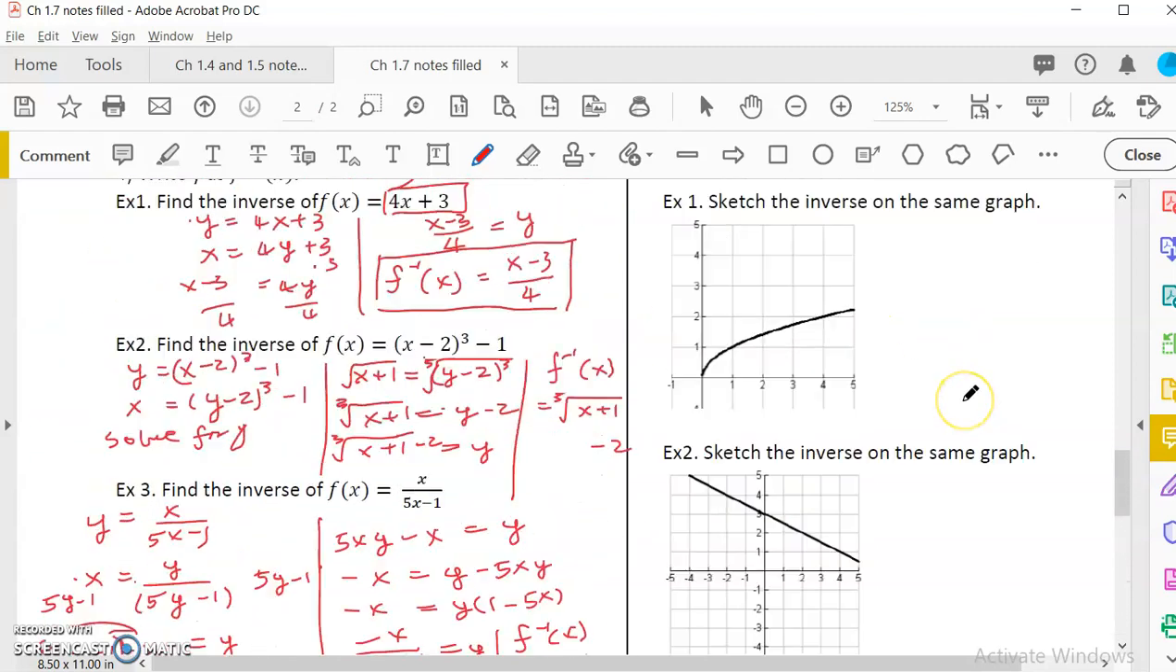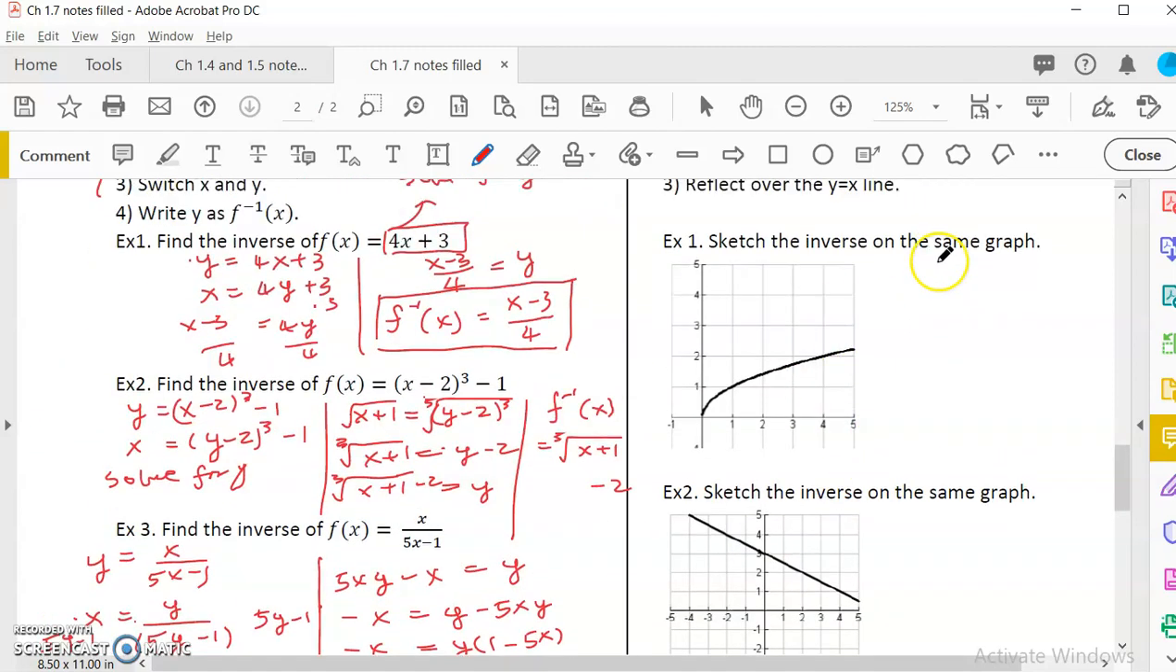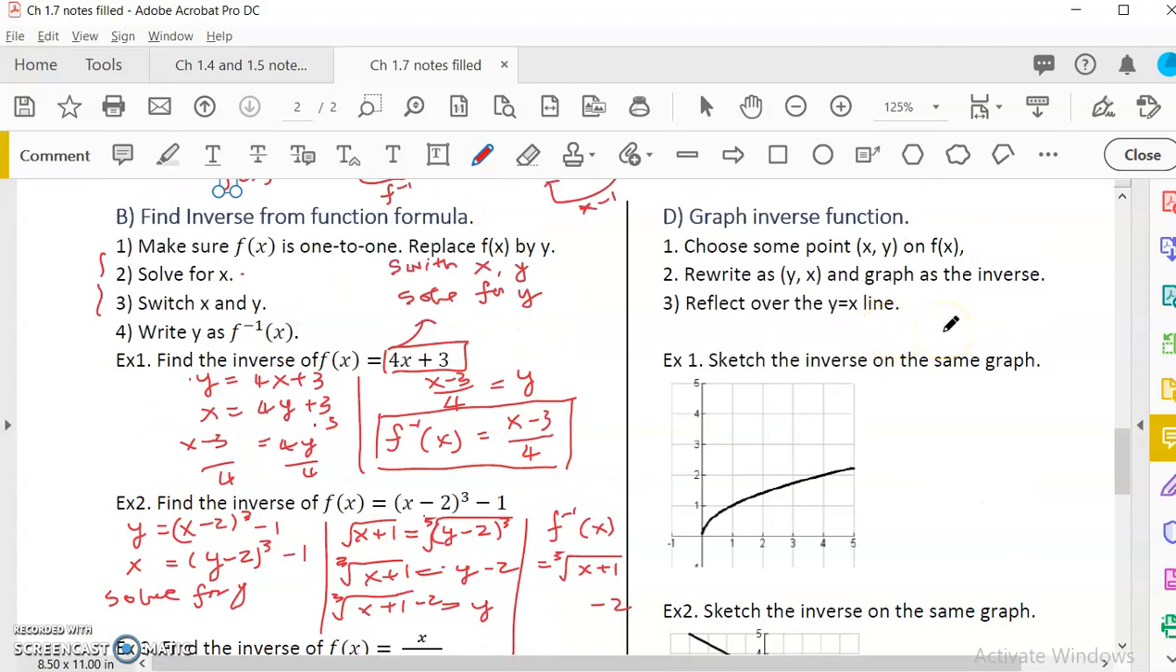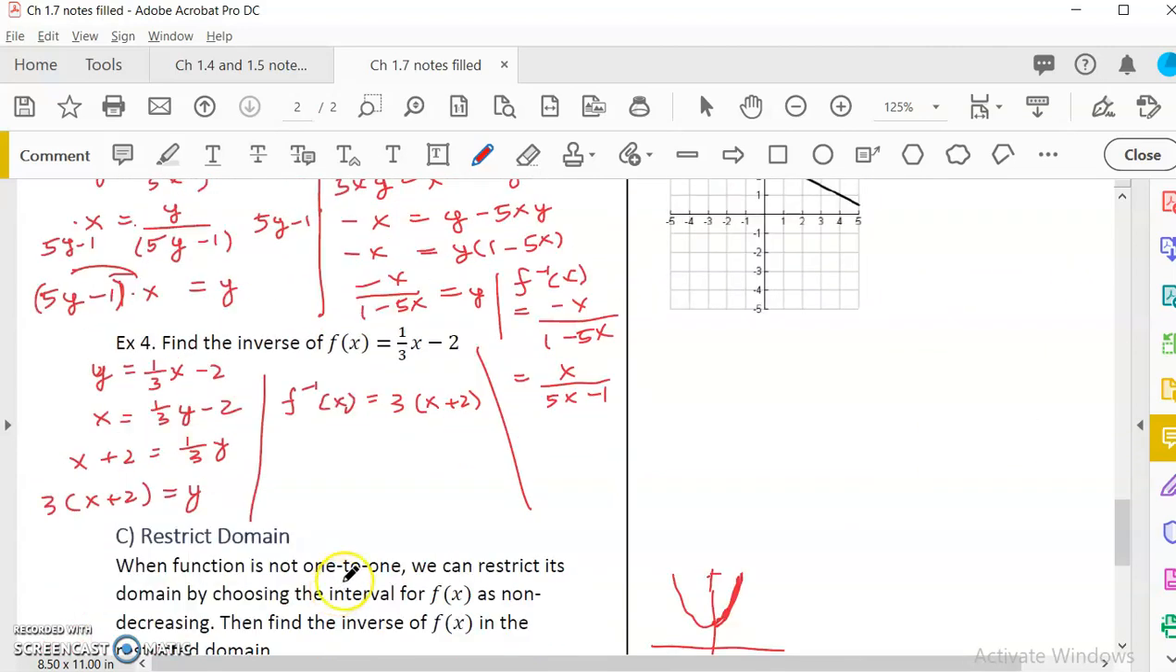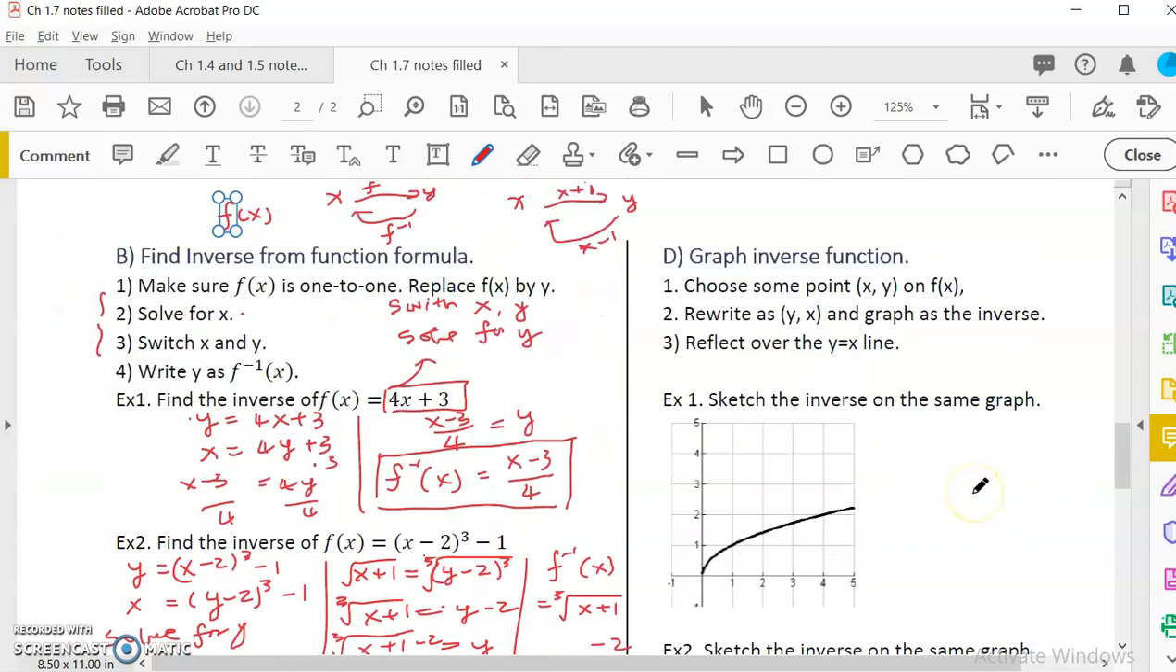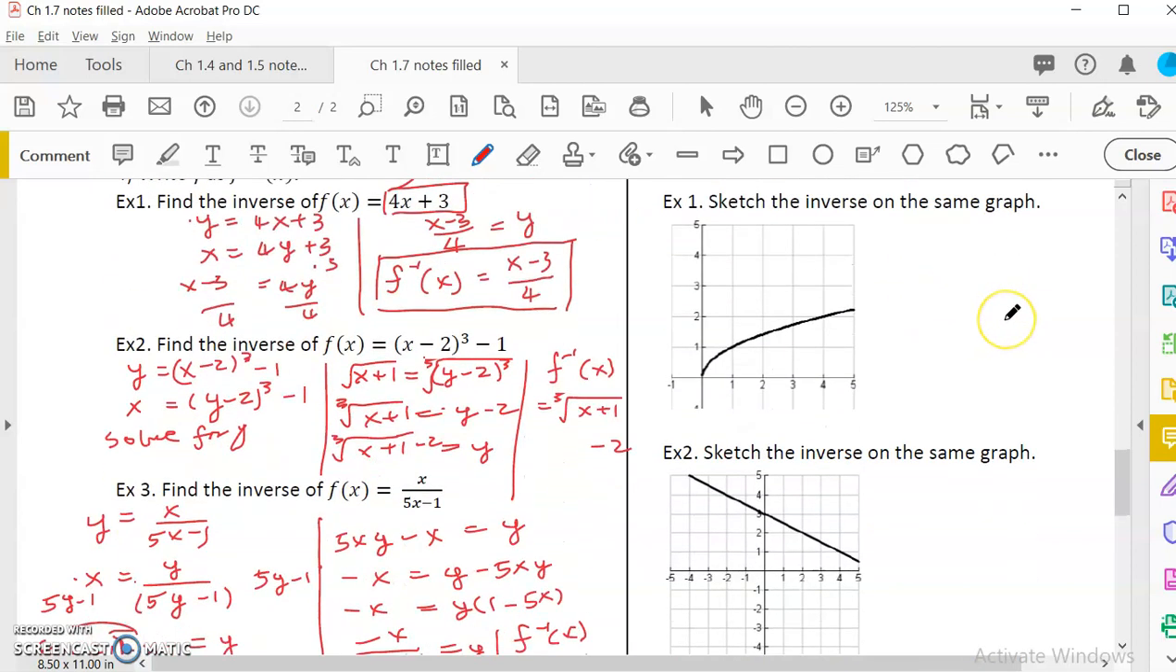The last thing we want to talk about is if someone doesn't give you the formula but gives you a graph, and you are to sketch the graph of the inverse. So how do I do that? The idea would be to find some points (x, y) on the original function, rewrite them as (y, x), and then we flip it. Those would be the graph of f inverse. Another way is to reflect. I'm going to just do the table one.